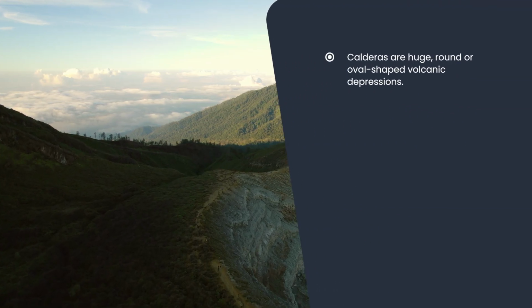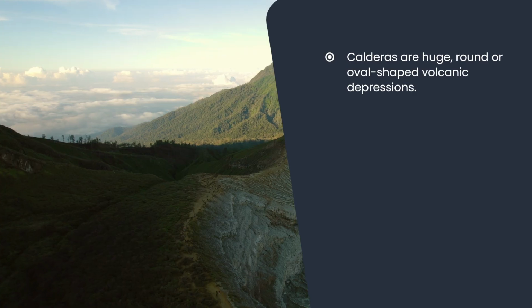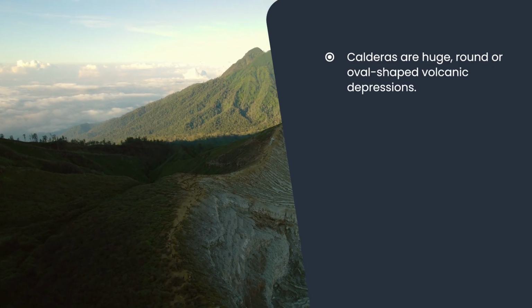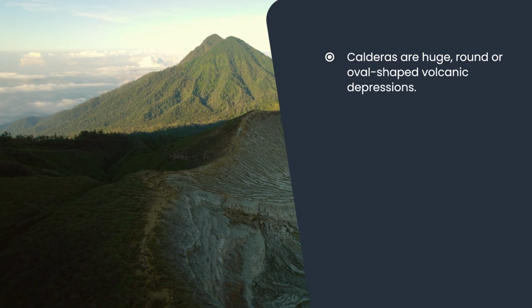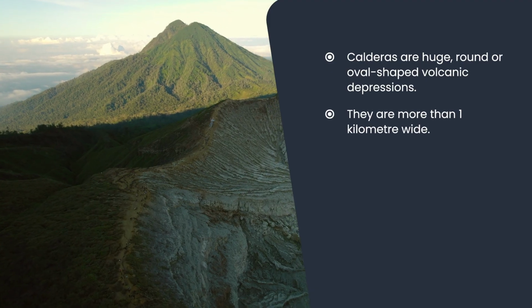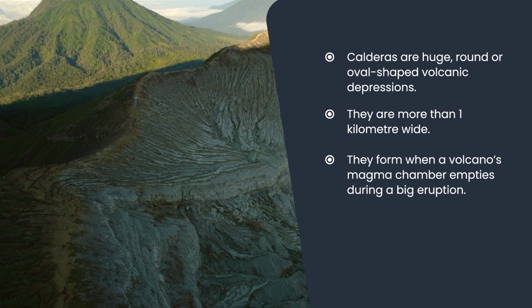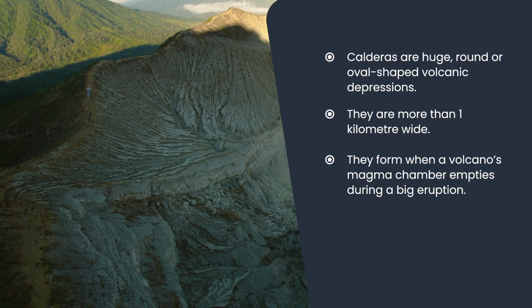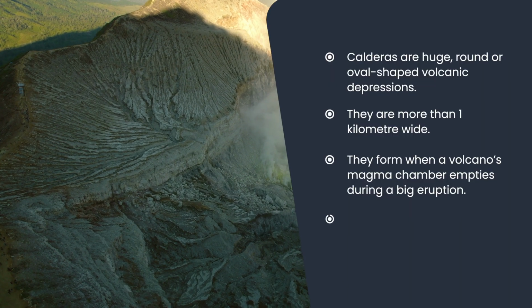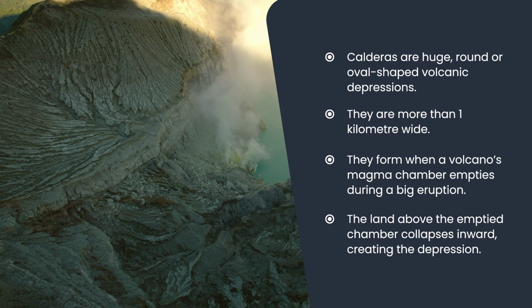And the second is caldera volcanoes. The calderas are huge round or oval-shaped volcanic depressions that are more than 1 kilometer wide. They form when a volcano's magma chamber empties during a big eruption and the land above it collapses inward.